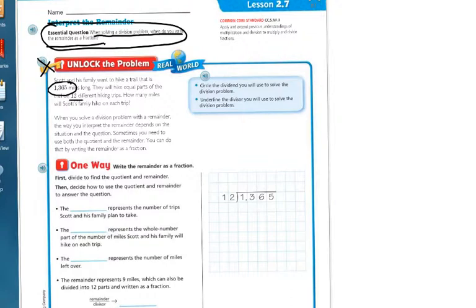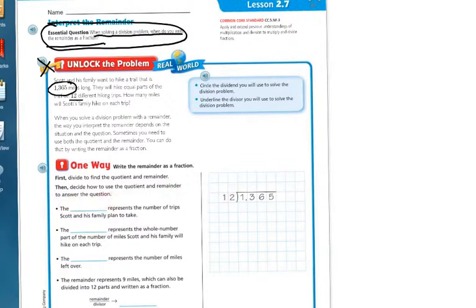Okay? So then it says, when you solve a division problem with a remainder, the way you interpret the remainder depends on the situation and the question. Sometimes you need to use both the quotient and the remainder. You can do that by writing the remainder as a fraction. So, one way: write the remainder as a fraction. First, divide to find the quotient and the remainder. Then, decide how to use the quotient and the remainder to answer the question.